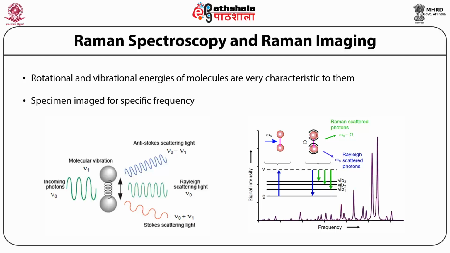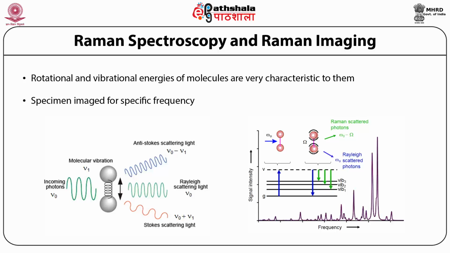You shine light on some molecule. The light has a frequency nu naught, and the molecule has a characteristic vibrational frequency given by nu1. Then the light which gets scattered from the sample can be of three types. In the first one, the light doesn't lose any energy at all, so the scattered light comes out with the same frequency, and this light is called Rayleigh scattered light.